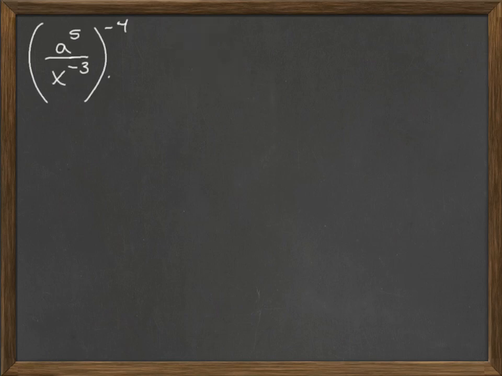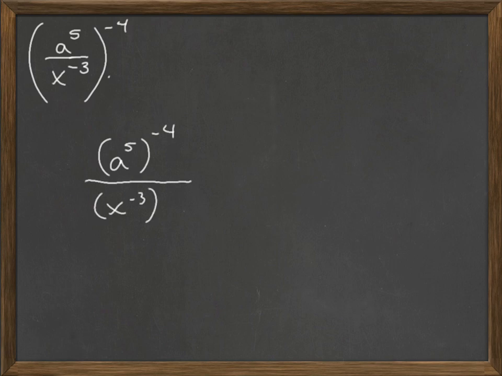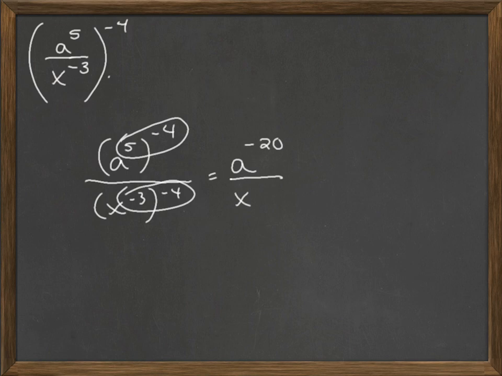So let's keep going. Now we have a to the 5th divided by x to the negative 3rd quantity to the negative 4th power. So what are we going to do here? Well, we have to apply the power rule, right? You can probably do this in fewer steps than I'm going to, but I don't want to lose anybody, so I'm going to take a minute and write it out like this. Okay? So everything is getting raised to the 4th power, and then I can apply my power rule, right? So I have to multiply exponents. 5 times negative 4 is negative 20. Negative 3 times negative 4 is positive 12.